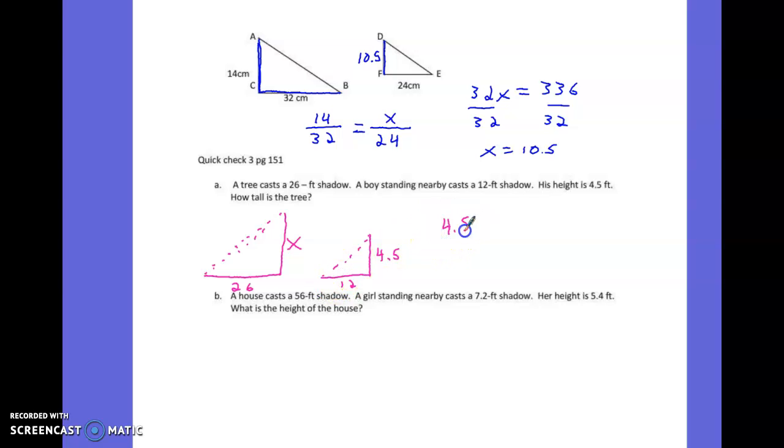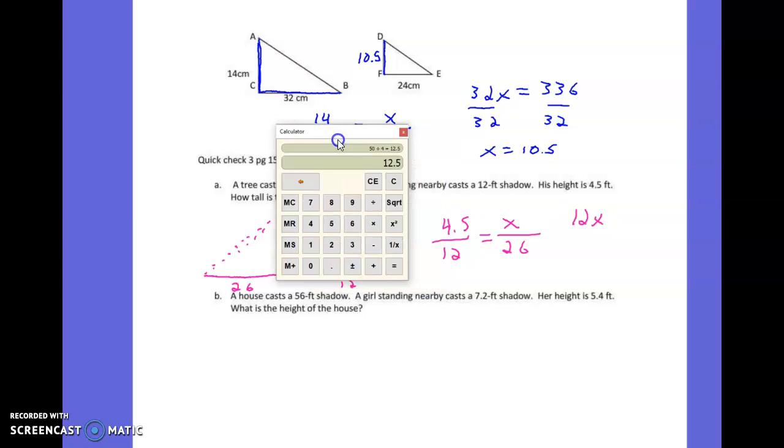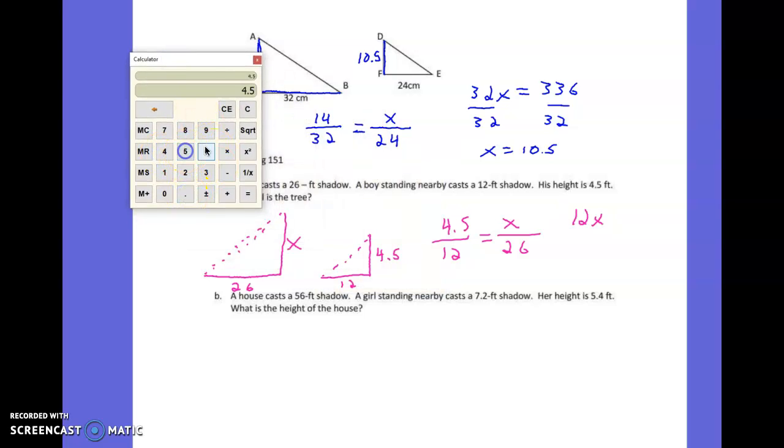So I'm going to set up 4.5 over 12. Since I listed the 4.5 on top, I have to list x on the top. And on the bottom, the 12 is proportionate with the 26. Cross multiply: x times 12 is 12x, equal to 4.5 times 26. 4.5 times 26 gives us 117. Divide by 12 to get our answer. That gives us 9.7. So the height of that tree is 9.7 feet.